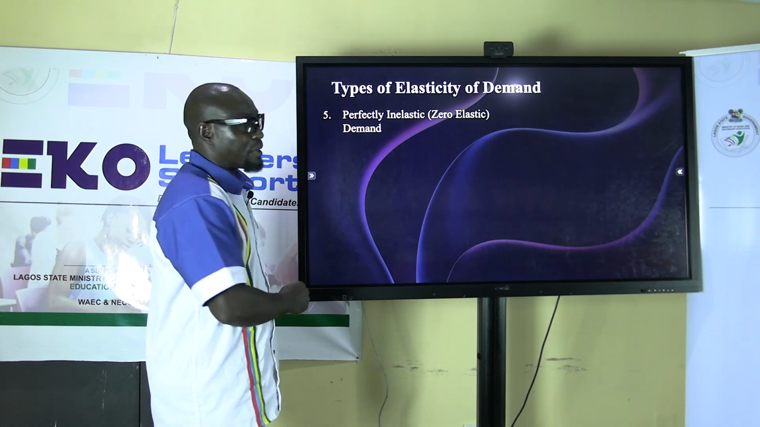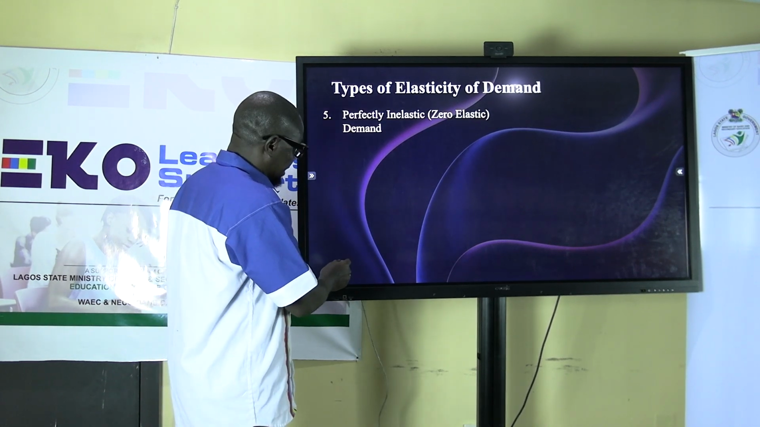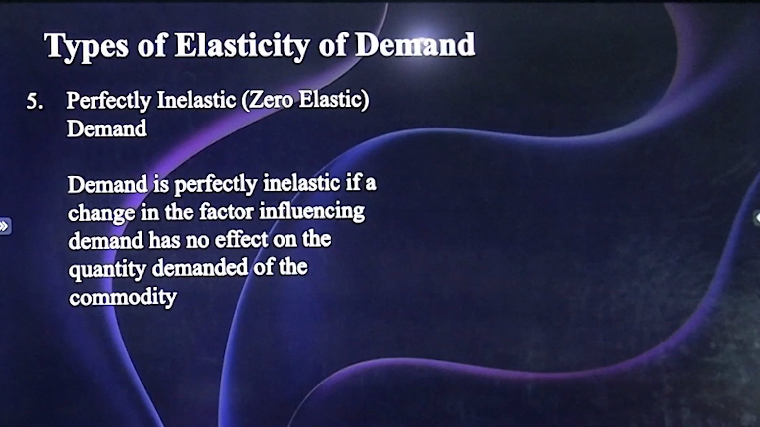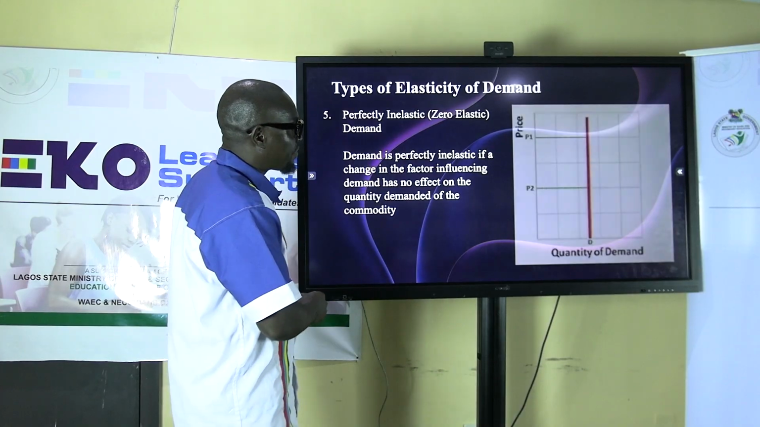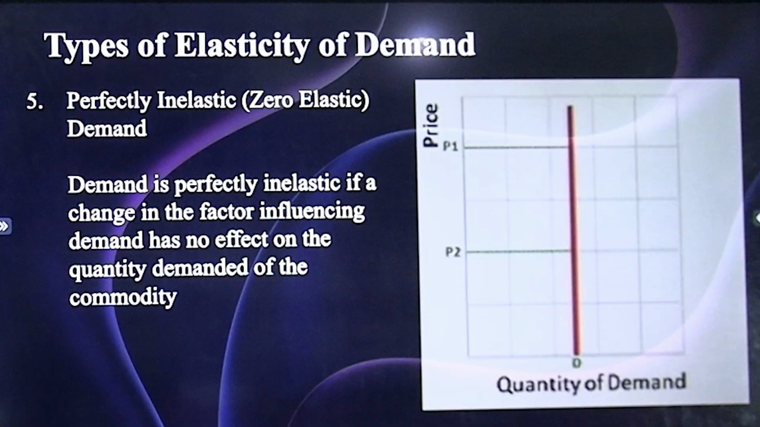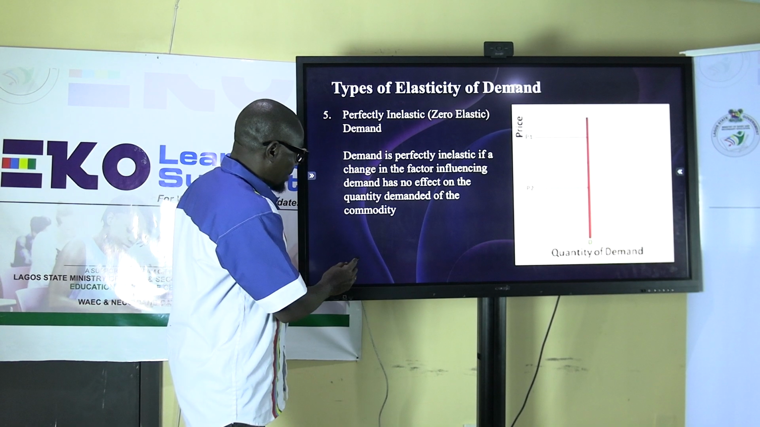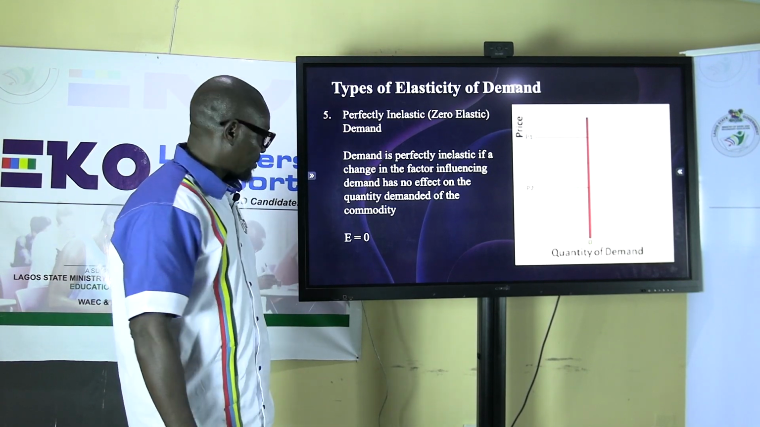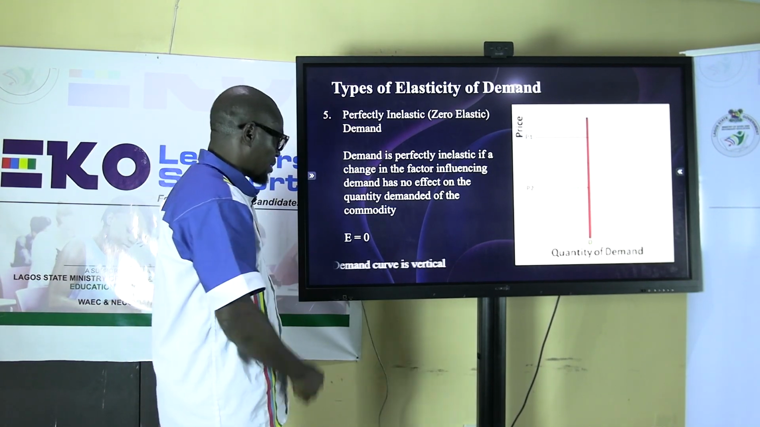And finally, we have the perfectly inelastic or zero elastic demand, where a change in the factor influencing demand has practically no effect on quantity demanded, meaning that irrespective of the price of that product, the same quantity of the product will be demanded or consumed by the user. And you have a demand curve that is vertical. So if we are looking at price, then at different prices of the commodity, the same quantity is demanded. And for this demand curve, the coefficient of elasticity is 0, and the demand curve is vertical.